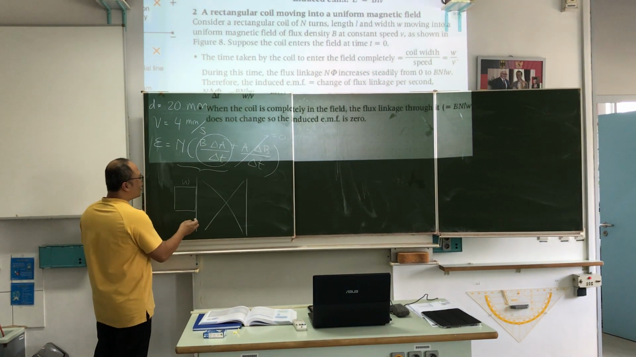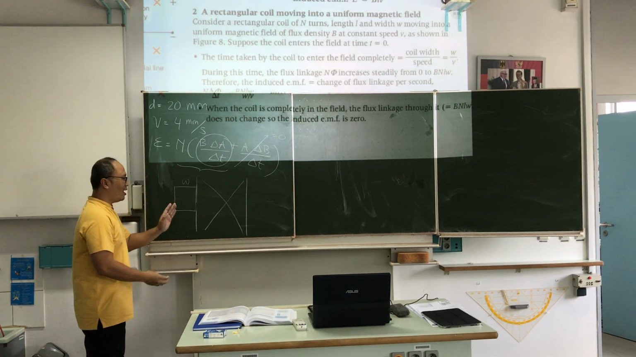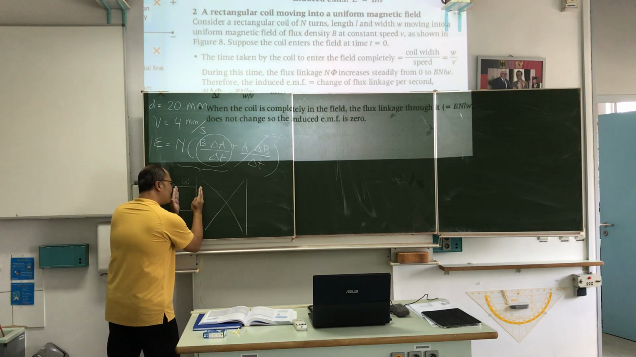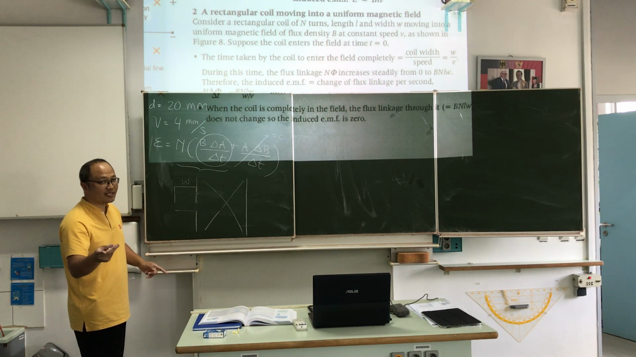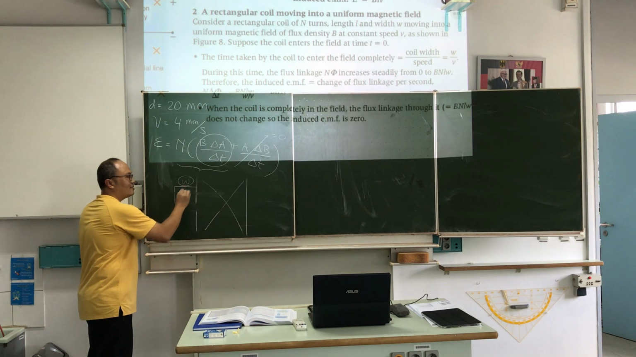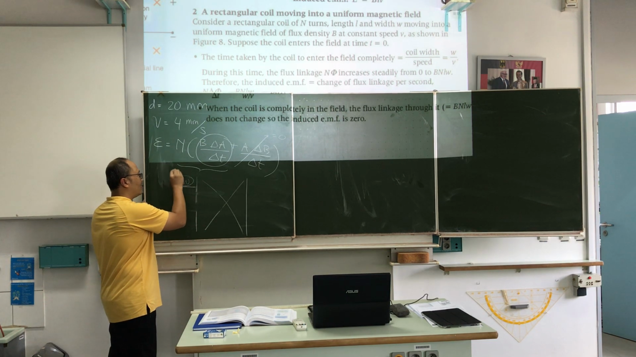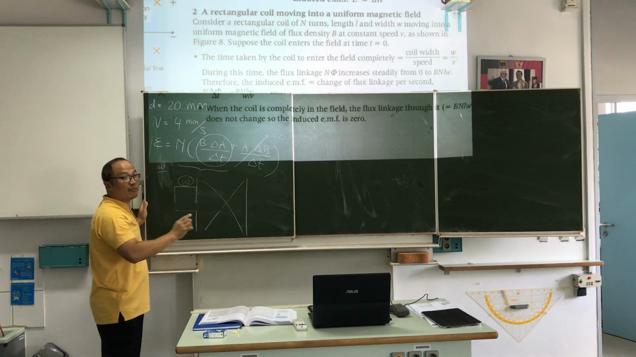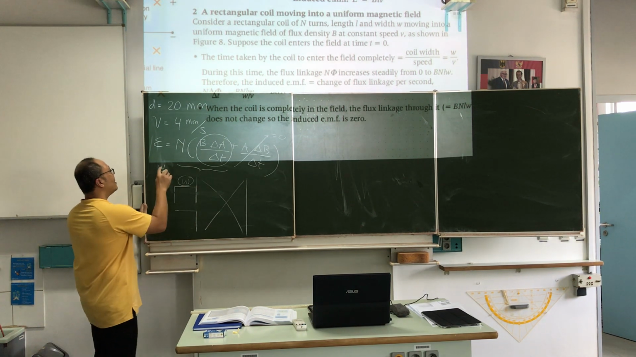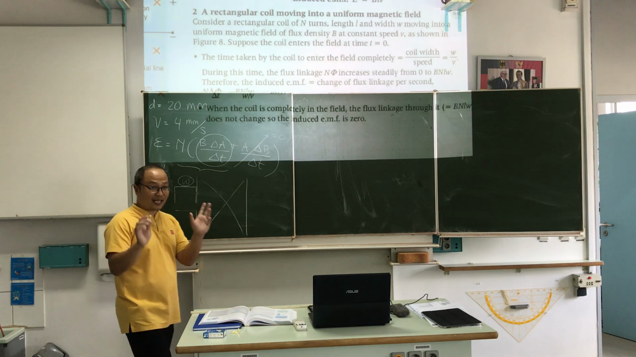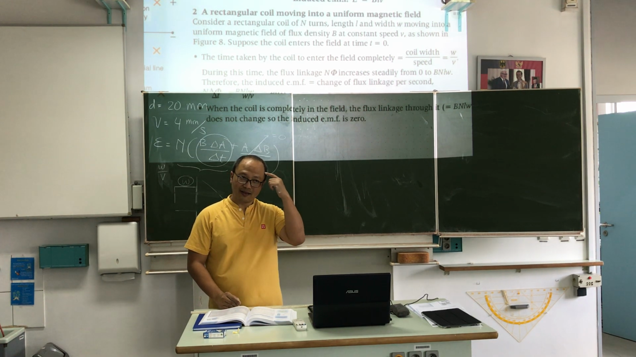So for this to be completely inside, how long does it take? You see this length, w, divided by 4 millimeters per second, if that is the velocity. But if the velocity is v, then it is w divided by v. Is it clear? That's the reason why I asked you to use your instinct for mental maths.